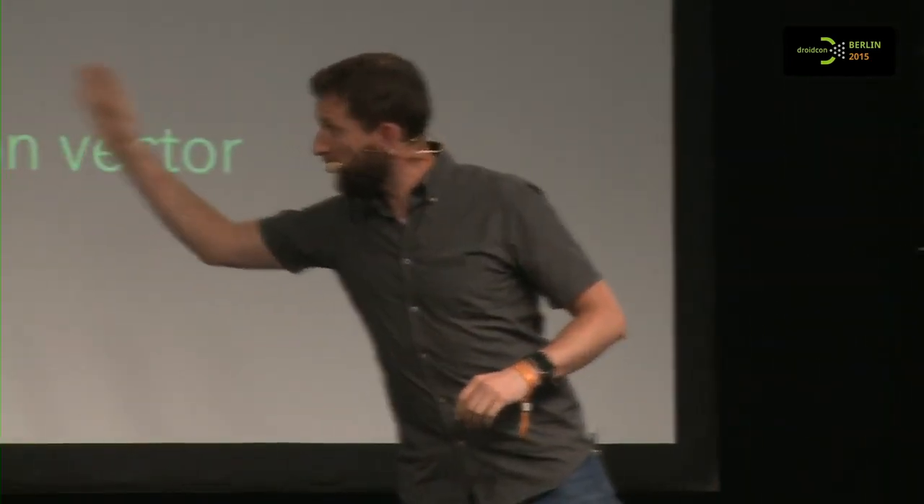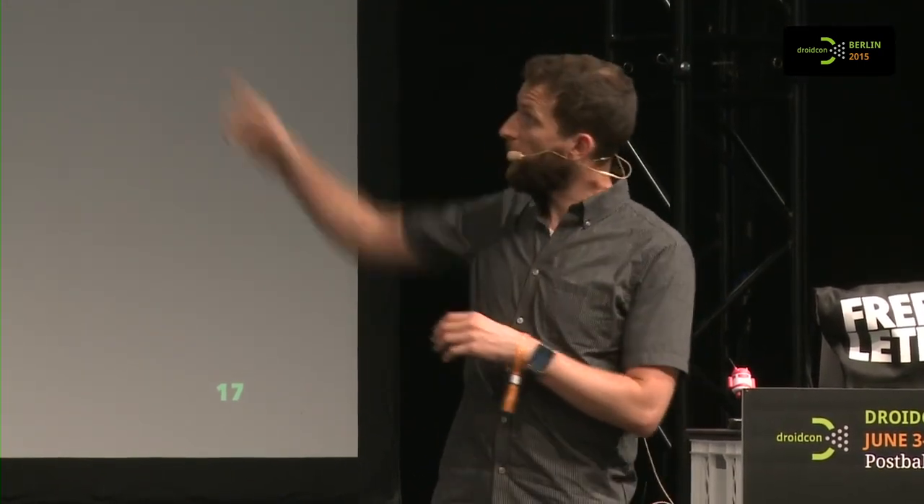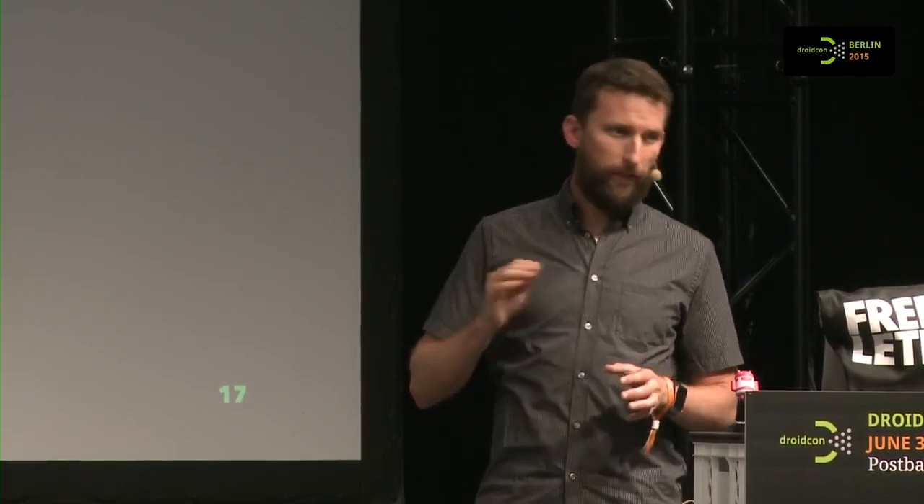This guy, Matthias Gopian, describes some of the differences. Type accelerometer is basically the raw accelerometer data that you get out of the sensor, which is nice. Raw is good. We don't want it to be too processed, maybe. There's also linear acceleration and gravity, and on most devices these are fused sensors. So the way it is, Android, or the hardware actually, is combining data from the acceleration sensor and maybe from detecting gravity, who knows what. It does a little bit of processing, maybe smooths the data out, and then sends it to you.